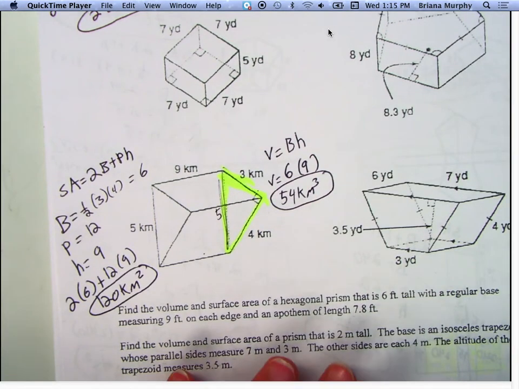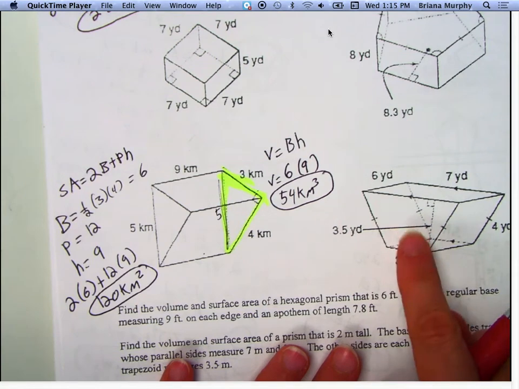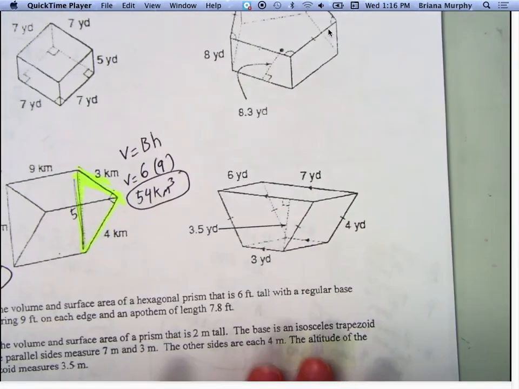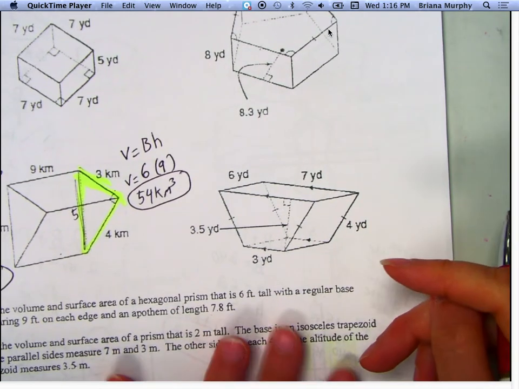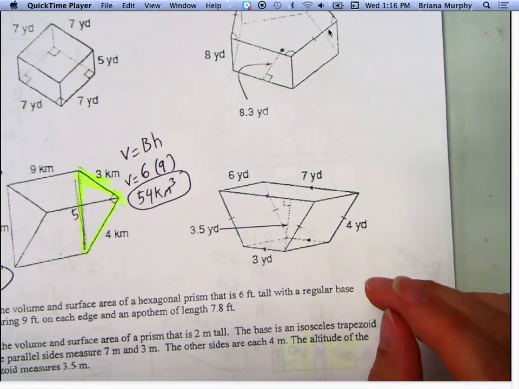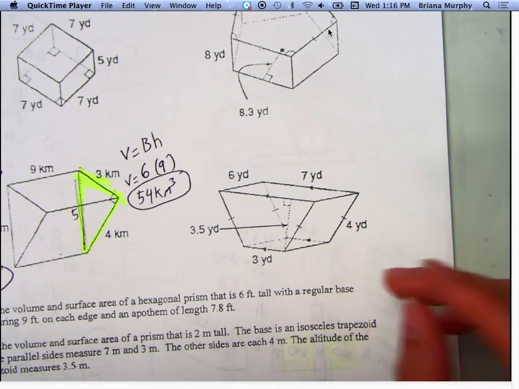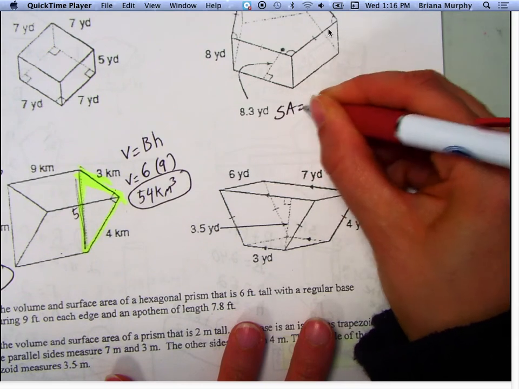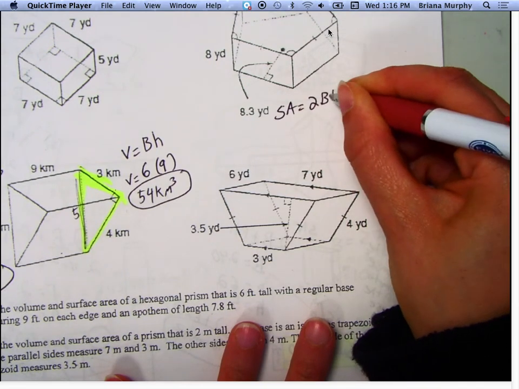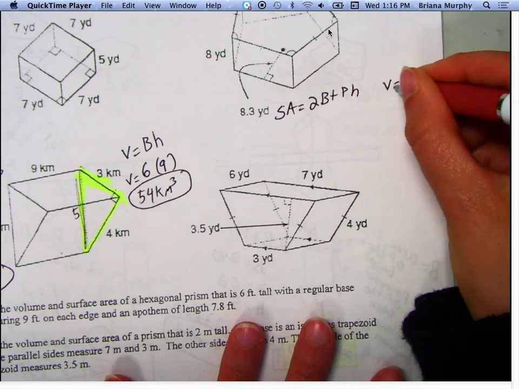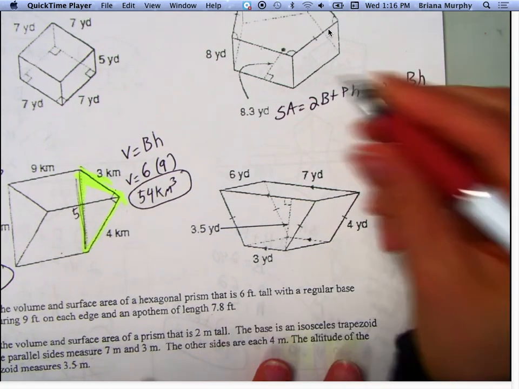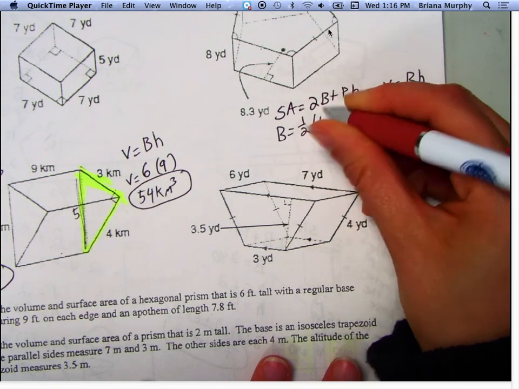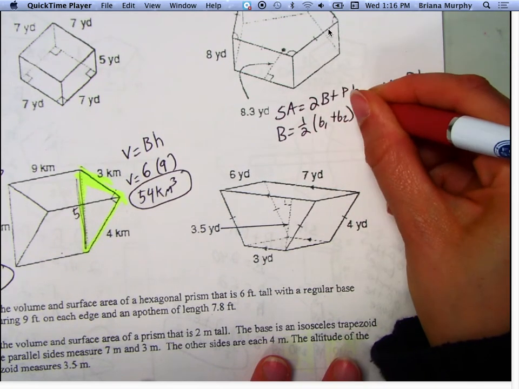Okay, I'm going to do this trapezoid one. And then I'm going to do one on your homework. Okay, so we've got a trapezoid. Do you guys remember how to find the area of a trapezoid? No. Okay, so we're going to find the surface area, which is 2 times the base plus the perimeter times the height, and the volume, which is the area of the base times the height. Okay, so the base for a trapezoid is 1/2 base 1 plus base 2 times the height.